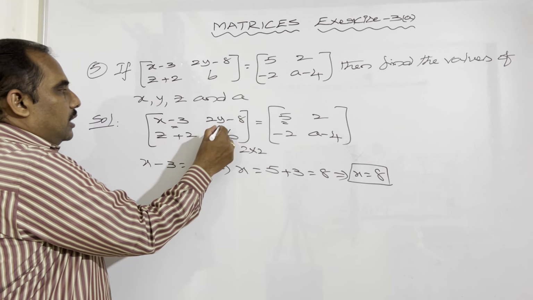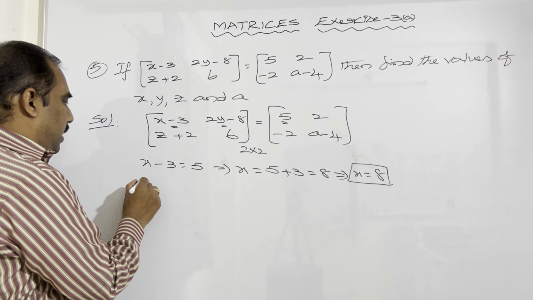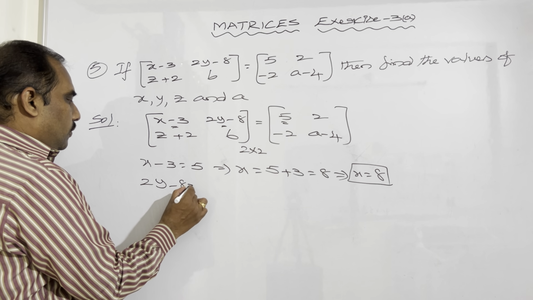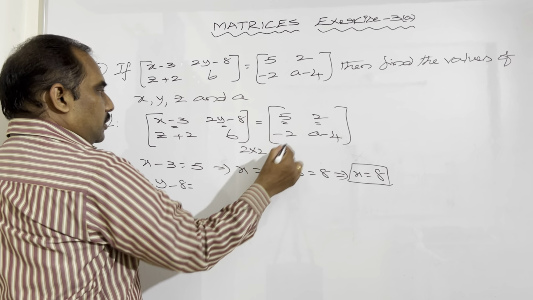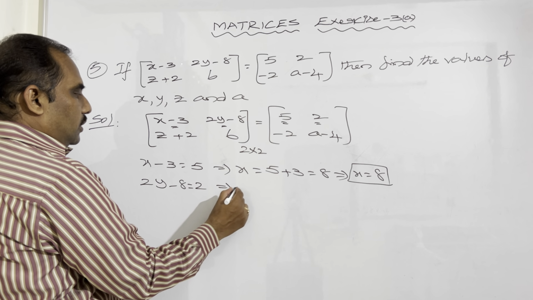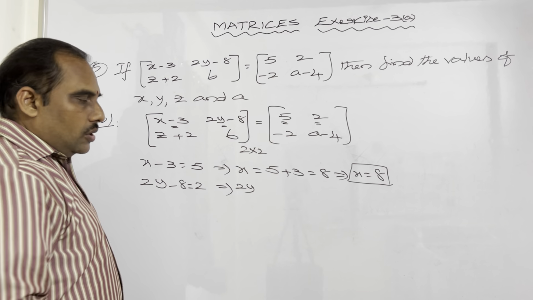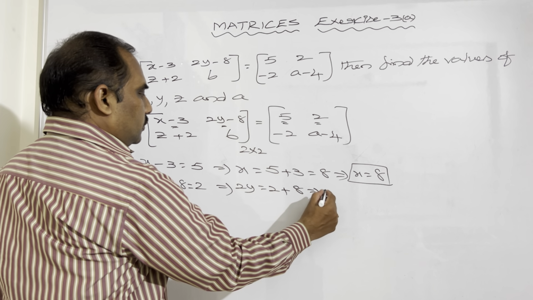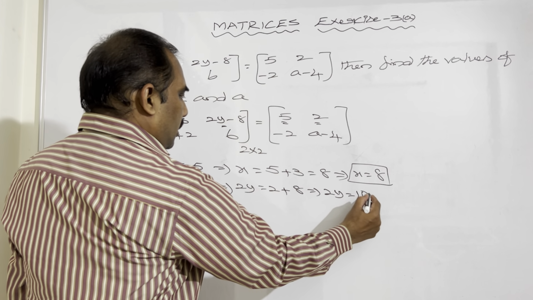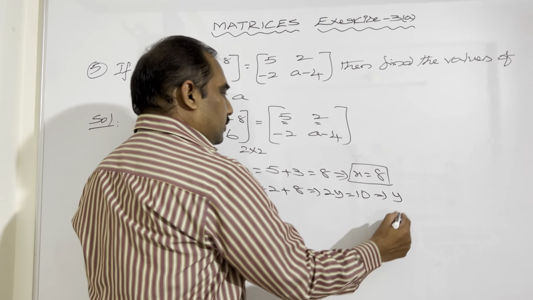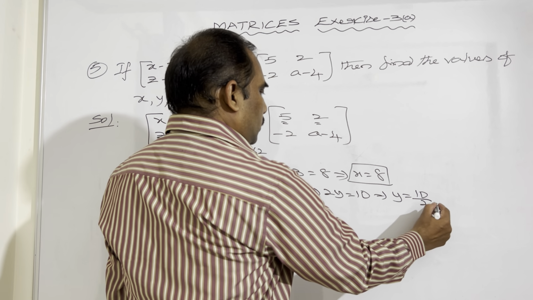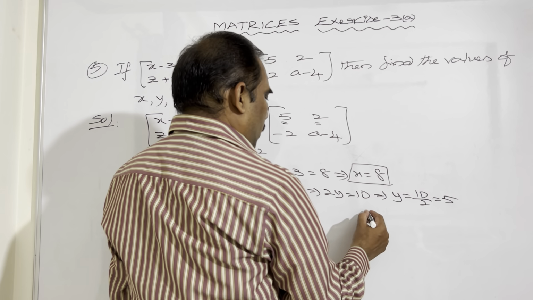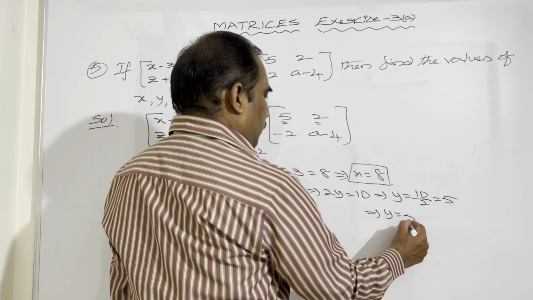Similarly, here the corresponding element is 2y minus 8, which is equal to 2. So to find the value of y, 2y is equal to 2 plus 8. From this, 2y is equal to 10, which implies y is equal to 10 by 2, which is equal to 5. So that implies y is equal to 5.